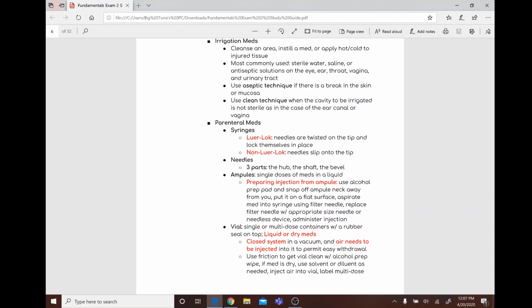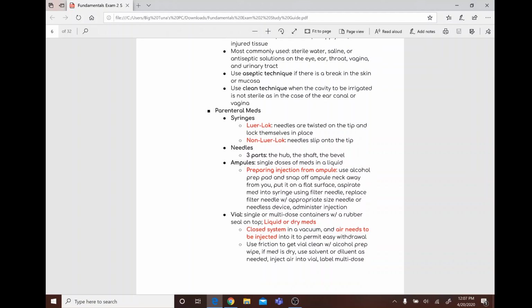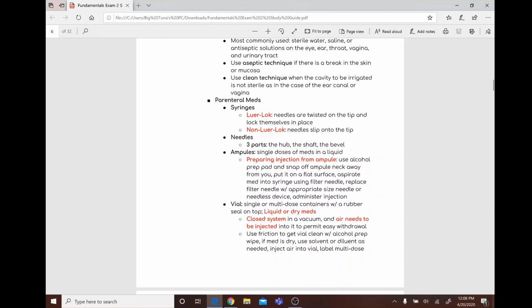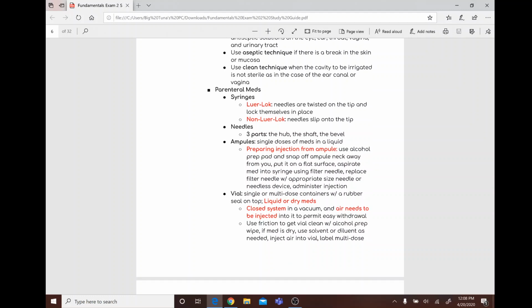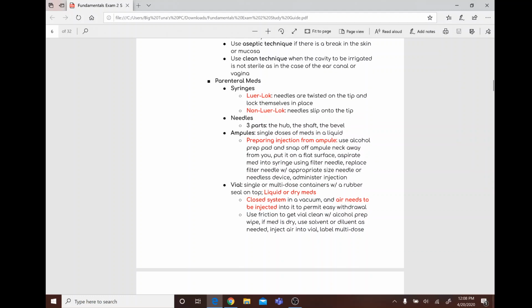What are Luer lock syringes? Luers are twisted on the tip and lock themselves in place. What are non-Luer lock syringes? Needles slip onto the tip. Tell me, what are the three parts of the needle? Hub, shaft, bevel.